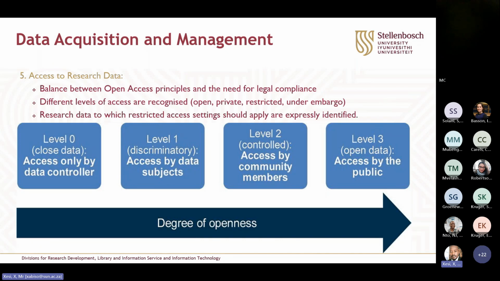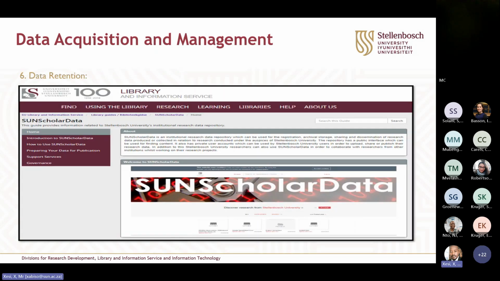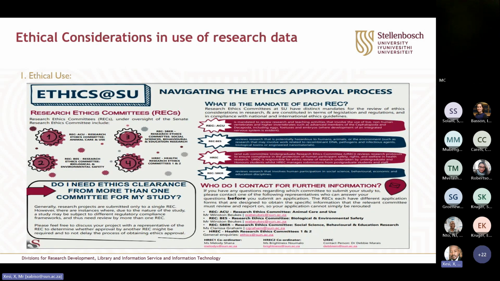Another issue that is addressed by the regulation, as I've mentioned, is that when you have to access your research data, there is the degree of openness. So we do look at such things. And where it comes to data retention, on Sun Scholar we try to preserve the data sets as long as possible. We try our utmost best to make sure that whatever data is published on Sun Scholar is preserved.